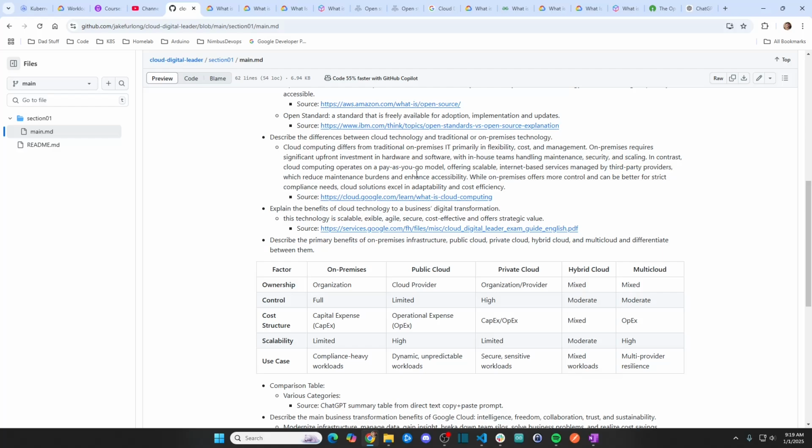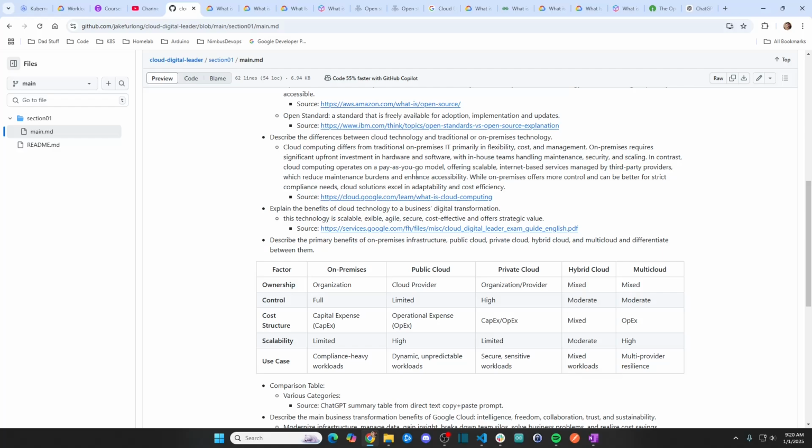One of them is the difference between cloud technology and traditional on-prem technology. I used ChatGPT to summarize an article within What is Cloud Computing, where it defined hybrid, public, and private clouds, and ultimately came up with the definition that cloud computing differs from traditional on-premise IT primarily in flexibility, cost, and management. On-prem requires significant upfront investment in hardware and software with in-house teams handling maintenance, security, and scaling.